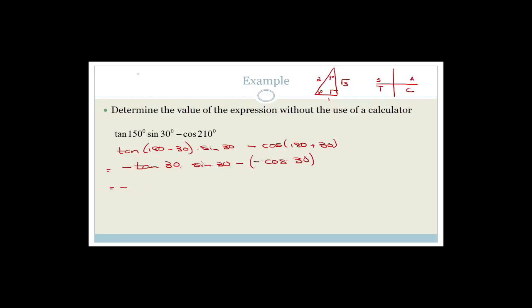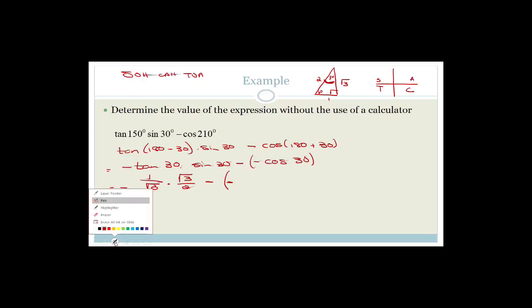Now we're going to do tan 30, so we need SOHCAHTOA. We're doing the 30 degree angle there. So tan 30 is opposite over adjacent, so it's 1 over root 3, multiplied by sine 30, which is opposite over hypotenuse, so it's root 3 over 2, minus negative cos 30, which is adjacent over hypotenuse. This is wrong then.